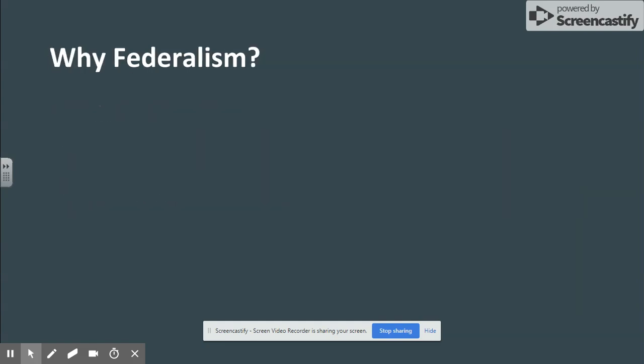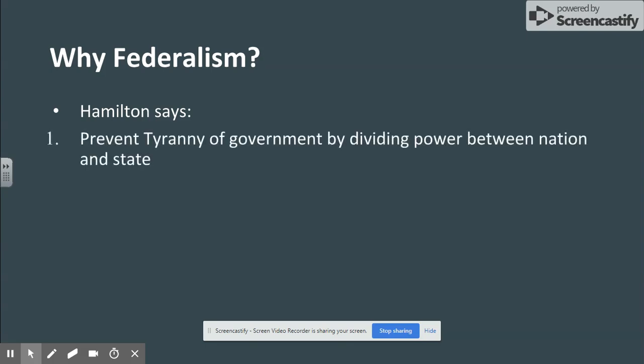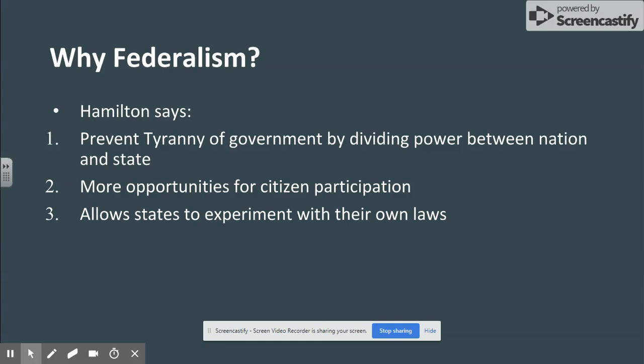So why federalism? Our Federalist framers, our Federalist founding fathers, like Alexander Hamilton, said that it would help prevent tyranny of the government. It would divide the power even more. Besides separation of powers, it would also help prevent those different branches from becoming too powerful. It also gives people more of a chance to vote, more of a chance to get involved. And it allows states to experiment with their own laws. We've talked a lot about that experimentation with laws in our class.